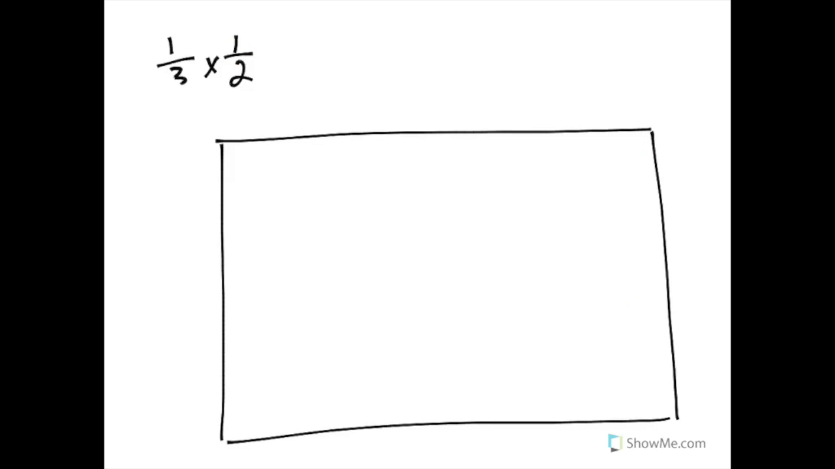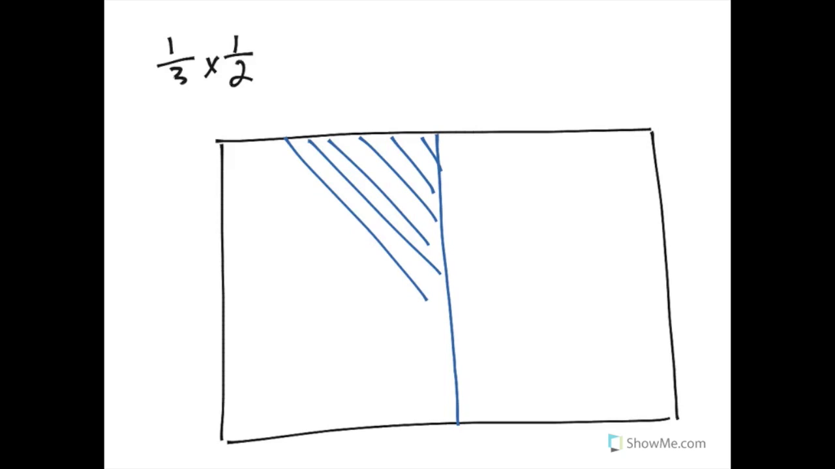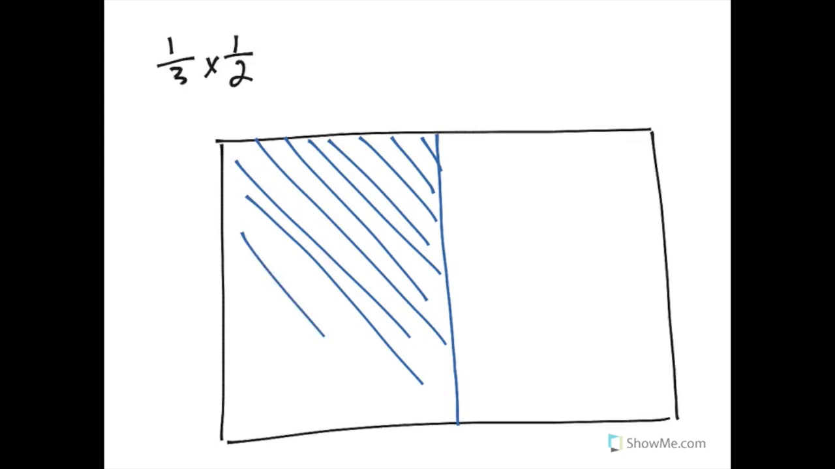All right, so here is our rectangle. It's the bottom of your page. And we want to find 1/3 times 1/2. Well, let's start with the 1/2. Model that first because we know that's how much of the cake we currently have. There's the 1/2. And then use your hash marks to show the 1/2.